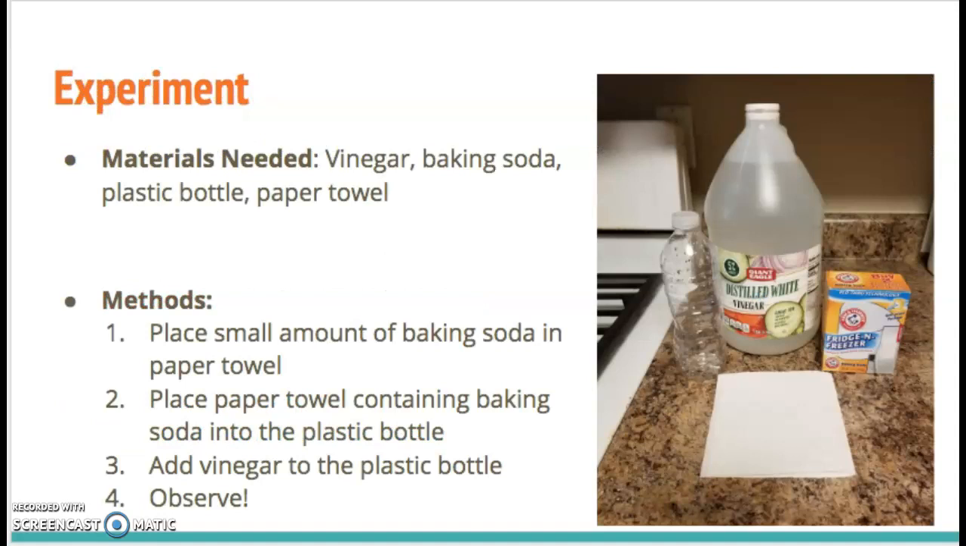So for our experiment today, we need a couple of items: vinegar, I just used regular distilled white vinegar, baking soda, a plastic bottle, and a paper towel. First we place an amount of baking soda into the paper towel, place that paper towel containing the baking soda into the plastic bottle, add the vinegar, and then see what happens.